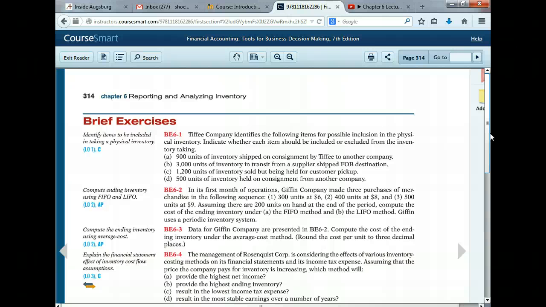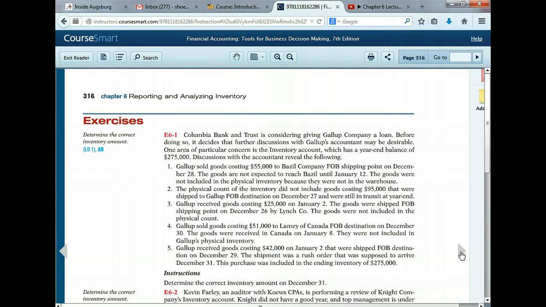B, 3,000 units of inventory in transit from a supplier shipped FOB destination. Nope. We are not going to pass title. Title will not pass till we receive those goods with FOB destination. C, 1,200 units of inventory sold, but being held for customer pickup. If we show it as a sale, we shouldn't include it in our inventory. Letter D, 500 units of inventory held on consignment from another company. No.